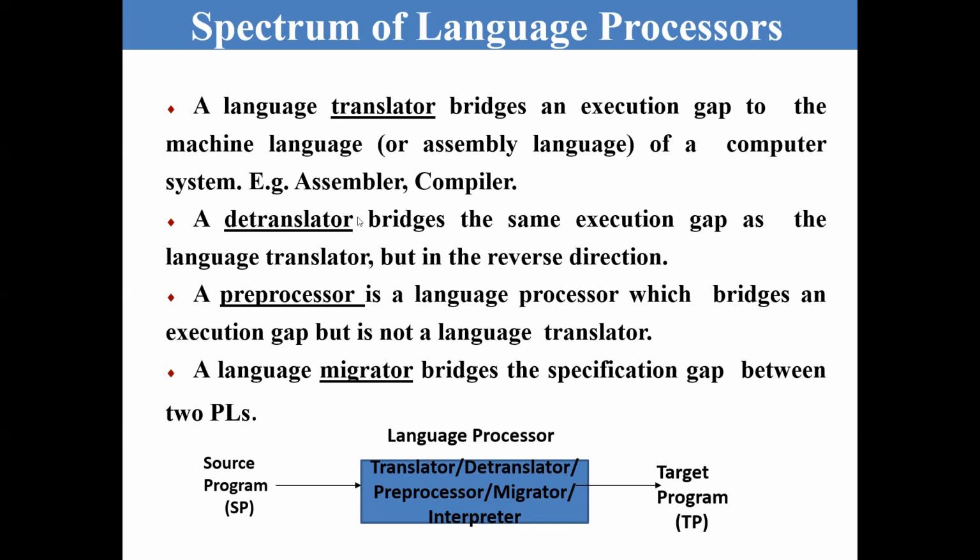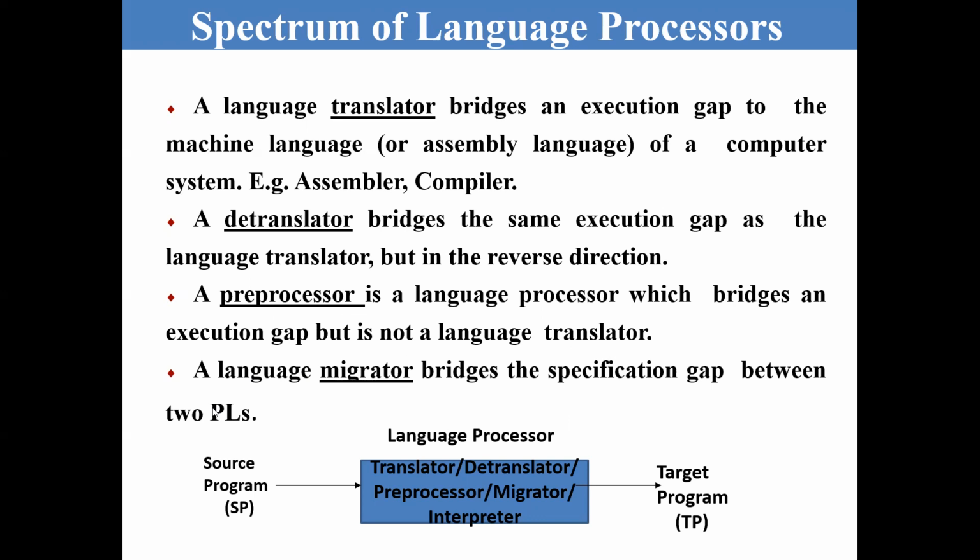The next one is the detranslator. A detranslator bridges the same execution gap as the language translator, but in the reverse direction. Now the third example is a preprocessor. A preprocessor is not a converter, just remember it. It is a language processor which bridges an execution gap but is not a language translator. It cannot convert one language into another. It only does preprocessing operations. The language migrator bridges the specification gap between two programming language domains, two PLs.